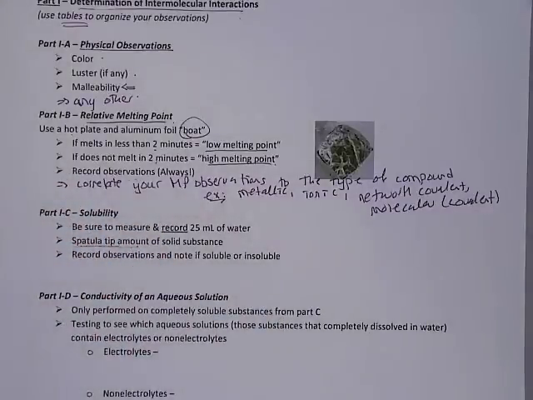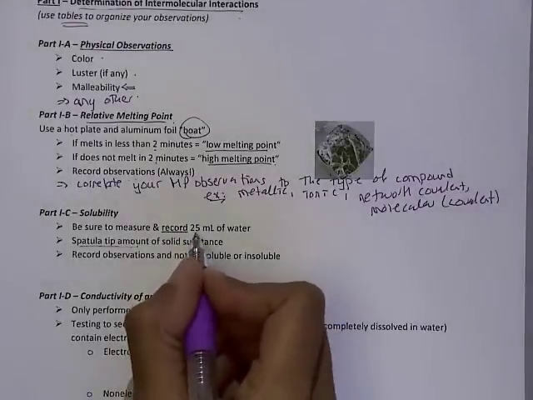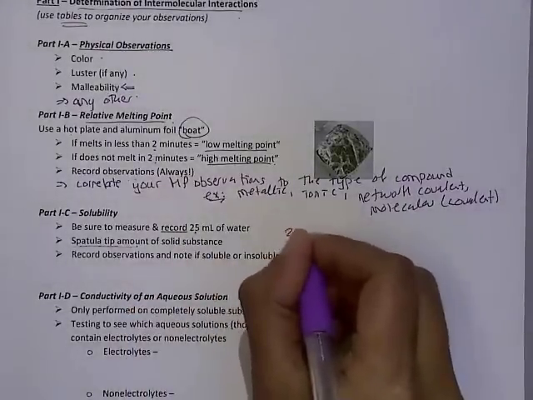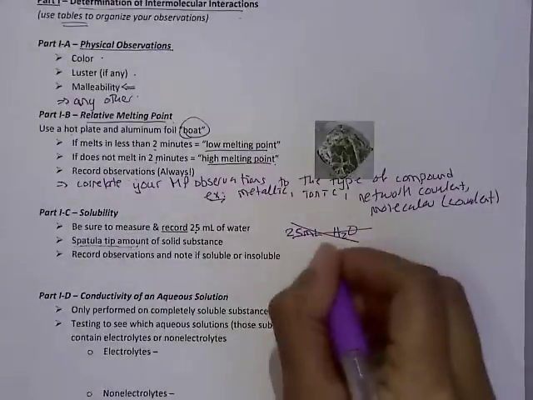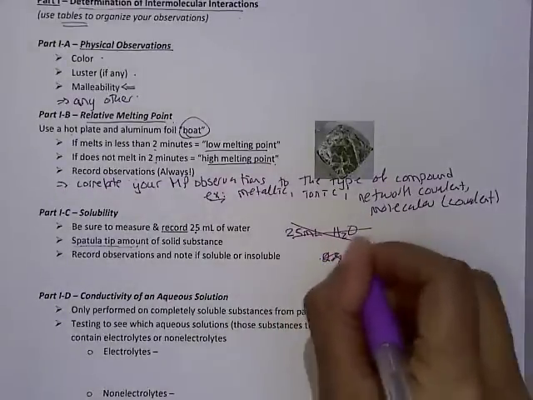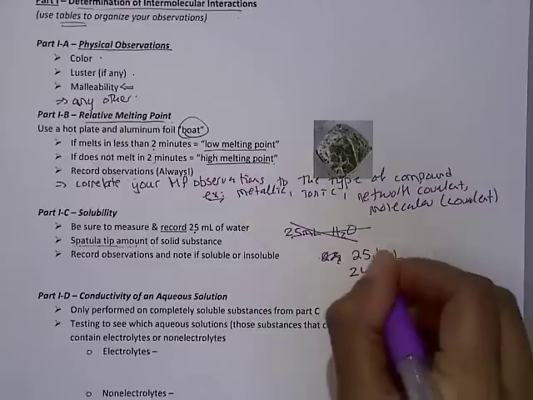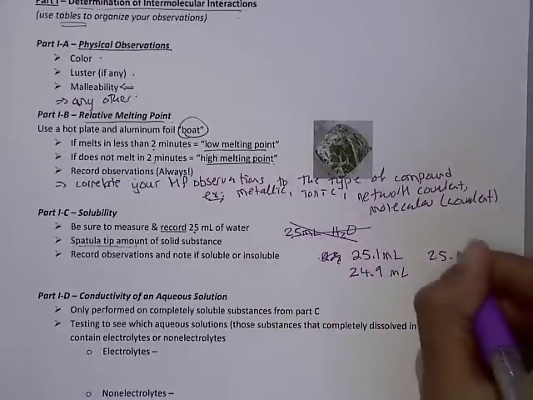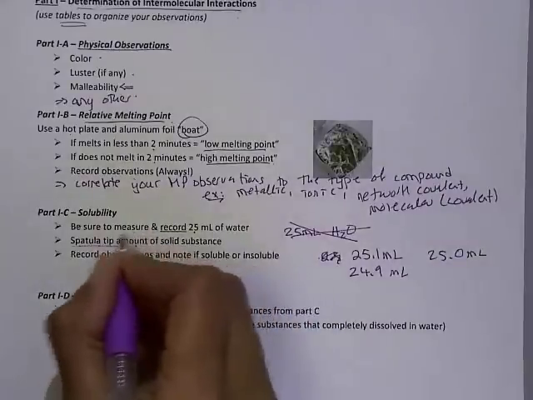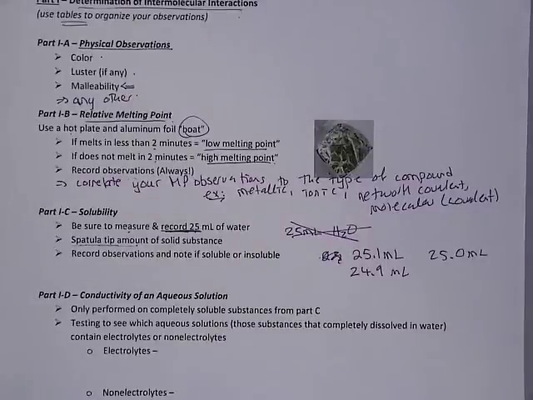One thing that all of your lab instructors have noticed is that some of you are not actually recording the amount measured. You're just saying, hey, 25 milliliters of H2O. That is incorrect, because your graduated cylinders are supposed to actually go to 25.1 milliliters, for example, or 24.9 milliliters. If you're sure you exactly measured 25, then it's 25.0. So make sure you measure and actually record the amount of water that you've used.